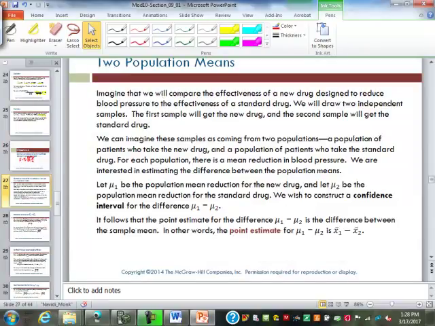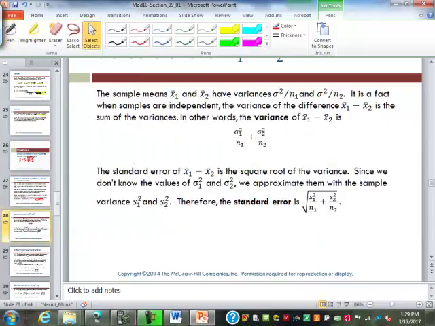Imagine that we'll compare the effectiveness of a new drug designed to reduce blood pressure. So we're back to the blood pressure example. Now we're imagining that these samples come from two populations again. One is a sample from the population of people taking the new drug. The other is a sample from the population taking the old drug. We're interested in estimating the difference between the population means, so what we're estimating here is mu1 minus mu2. We're using the sample mean difference x bar 1 minus x bar 2 as our point estimate, but we're going to create an interval around that now.